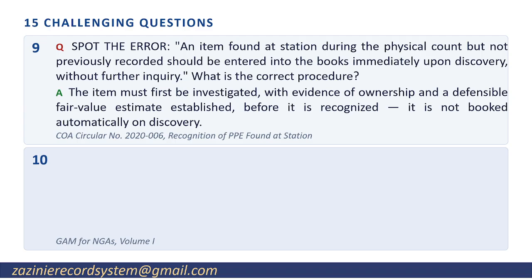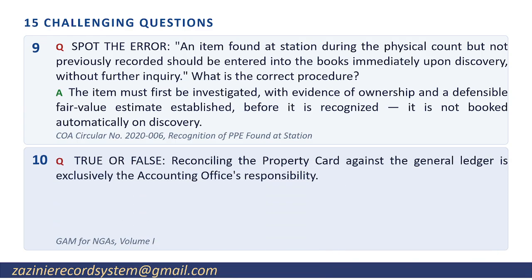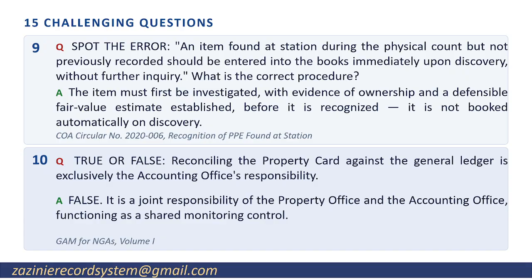Number 10. True or false? Reconciling the property card against the general ledger is exclusively the accounting officer's responsibility. False. It is a joint responsibility of the property office and the accounting office, functioning as a shared monitoring control.